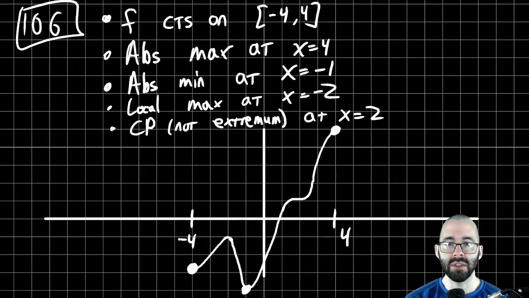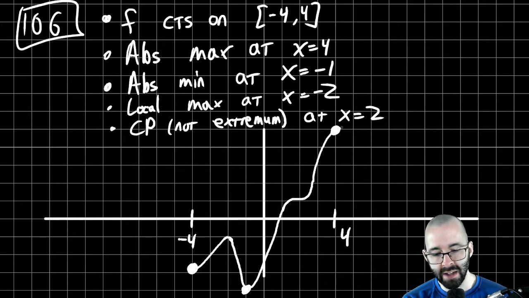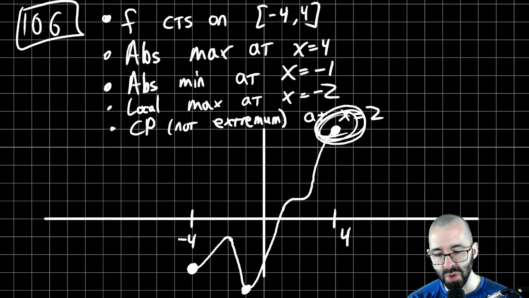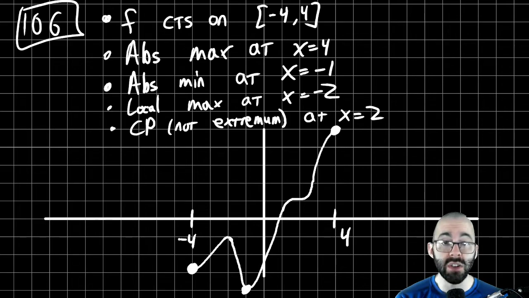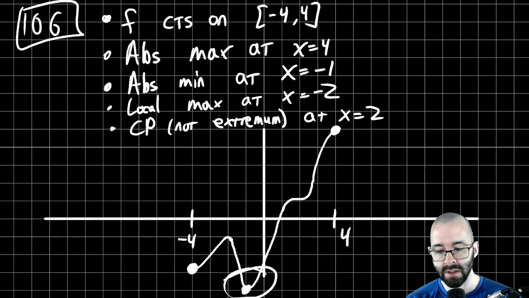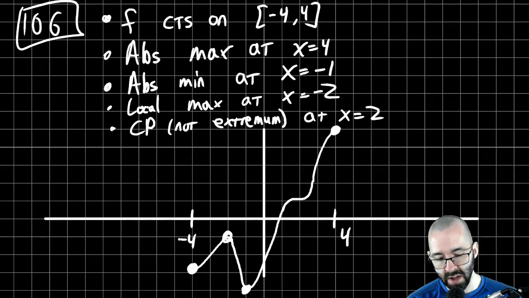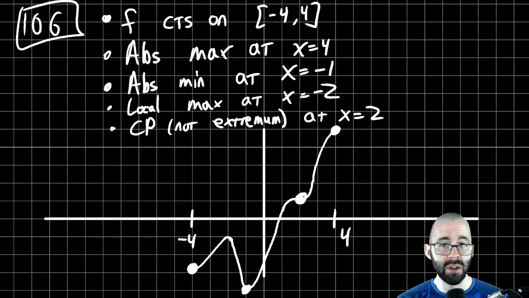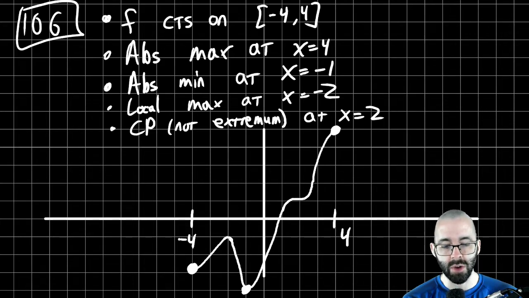Is this function continuous on the interval? Yes, it's continuous. I can draw the whole thing without lifting up my pen. Is the absolute maximum when x is equal to 4? Yes, this is the absolute biggest point around. No, absolute biggest point, period. Is there an absolute minimum when x is negative 1? Yes, this is the absolute smallest or lowest point. Is there a local max at x equals negative 2? Yep, there's a local max right here. Is there a critical point at x equals positive 2? Yes, there's a critical point that is not a local min and not a local max. We have indeed incorporated everything.